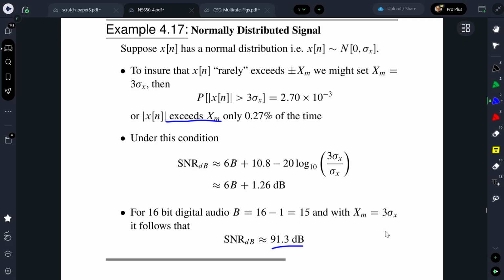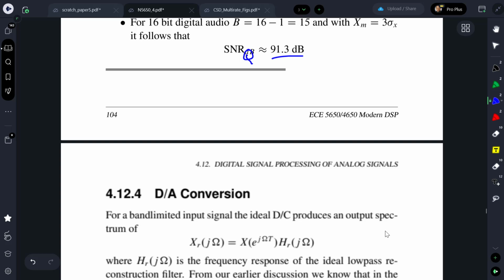So the next thing is D to A conversion. As I'm getting ready to wrap up here, let me just flip over to Jupyter since I've got this in here.